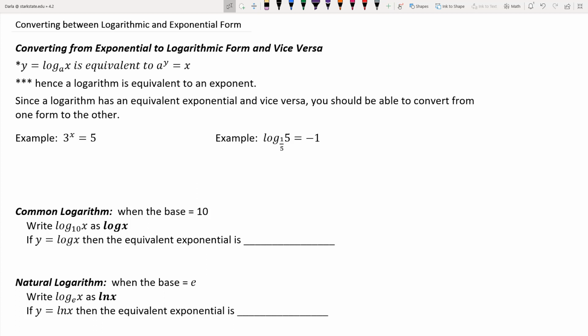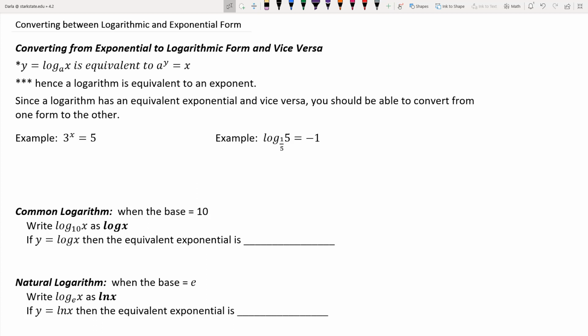The focus of this lesson is on converting between logarithmic and exponential form. So if you're given a logarithm, you could rewrite it in an equivalent way that's an exponential form, and vice versa. If you're given an exponential form equation, you can rewrite it into a logarithmic equation that's also equivalent. So since a logarithm has an equivalent exponential form and vice versa, you should be able to convert from one form to the other, and that's what this video is about.